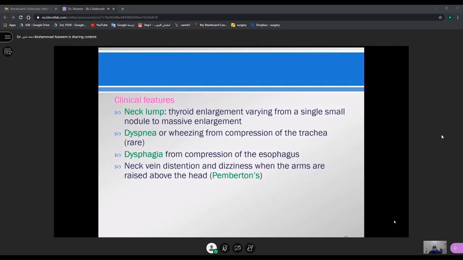So neck lump, this is an enlargement of the thyroid, which varies from a single small nodule to massive enlargement. Dyspnea or wheezing from compression of the trachea can occur. Dysphagia from compression of the esophagus can occur. And neck vein distension and dizziness when the arms are raised above the head. This we call Pemberton sign.